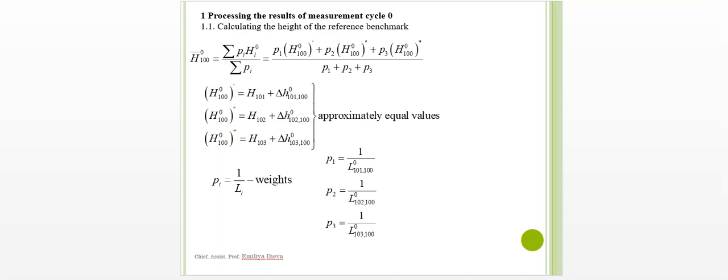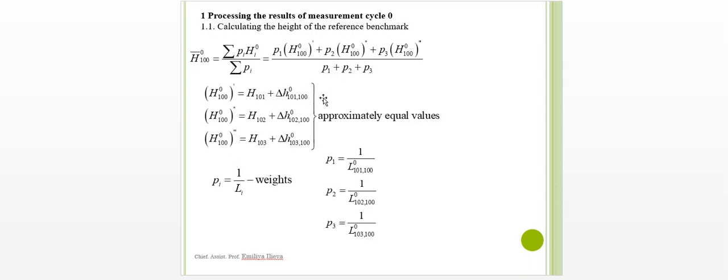Here are the heights of the control points and here are the measured differences. And we are going to have the first value. After that, absolutely the same, but using the height of the second control benchmark and the measured elevation to this benchmark, and the same for the third one.